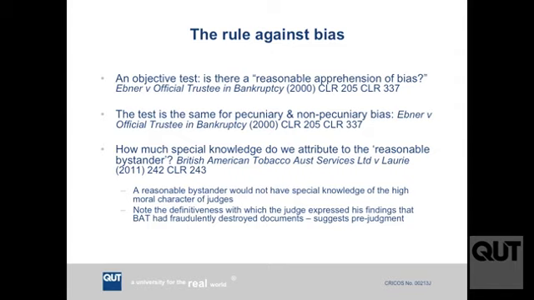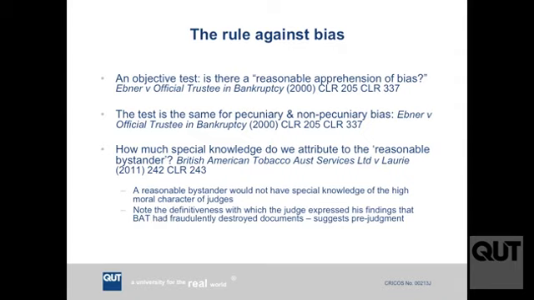The test for the rule against bias is an objective one. That is, is there a reasonable apprehension of bias? And the authority for this is the case of Ebner, an official trustee in bankruptcy. The test is the same for pecuniary and non-pecuniary bias, although economic conflicts are likely to be particularly significant. Again, the authority here is Ebner.